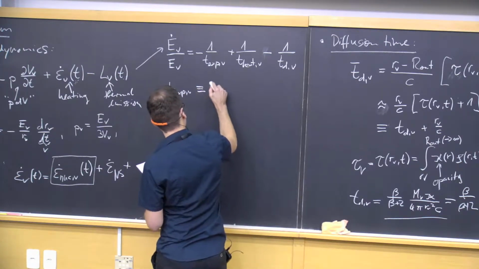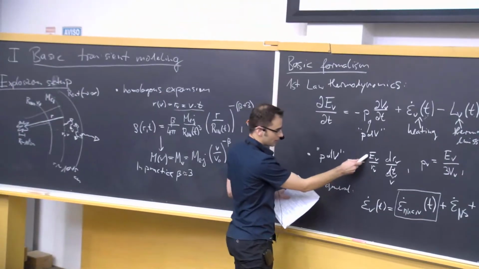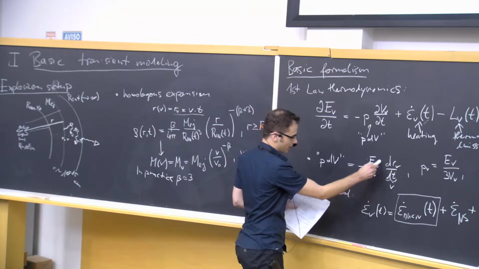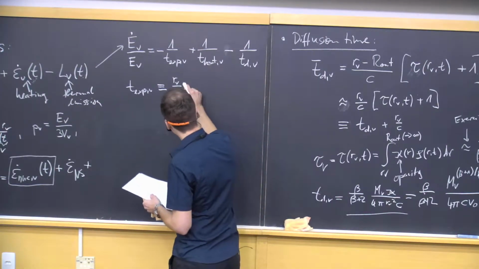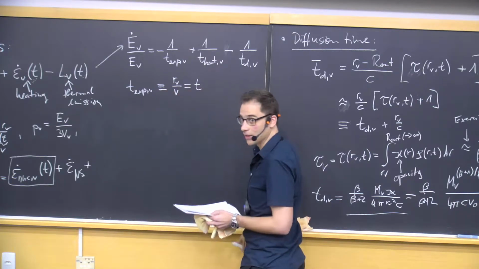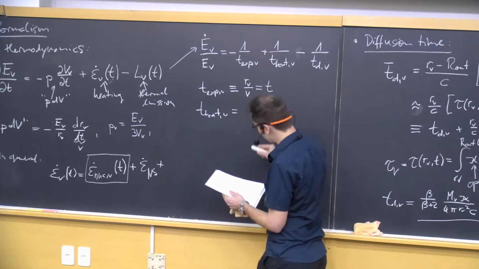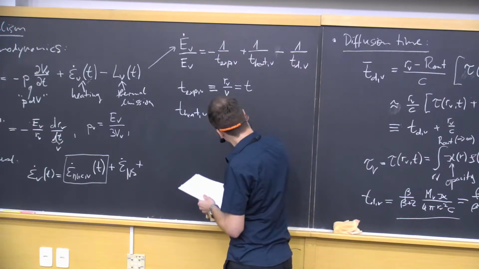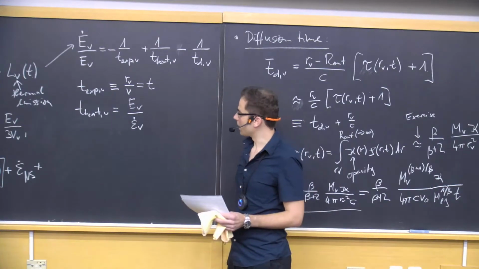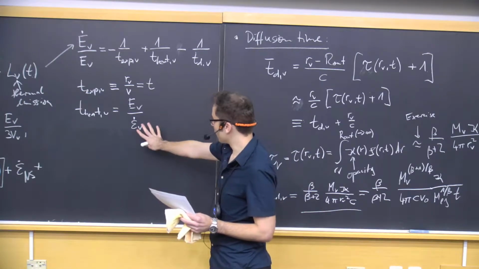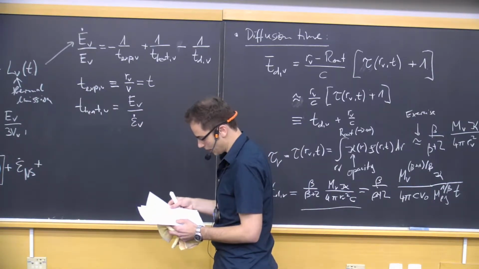So let me write down these definitions. The expansion timescale is the radius divided by velocity. If you see here, if we divide this term by the internal energy, we have simply V over R, and so the expansion timescale is just R over V, which by assuming homologous expansion is simply the time t. Then we have the heating timescale, which is simply the internal energy divided by the heating rate. So this is an energy divided by energy over time, which gives us a time scale. This just tells us how long it takes, given a certain heating rate and a certain internal energy, to heat up that material significantly with respect to the already existing internal energy.